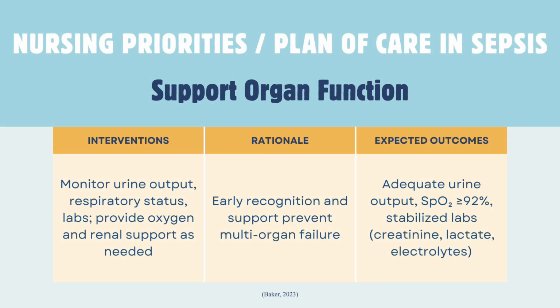Another nursing priority in the plan of care of sepsis is early detection of organ dysfunction and providing supportive care to prevent progression to multi-organ failure. Interventions include monitoring urine output, respiratory status, and laboratory values, as well as providing oxygen therapy and renal support as needed. These interventions allow for early recognition of deterioration and timely support of affected organ systems. Expected outcomes include adequate urine output, oxygen saturation of 92% or greater, and stabilization of laboratory values such as creatinine, lactate, and electrolytes.